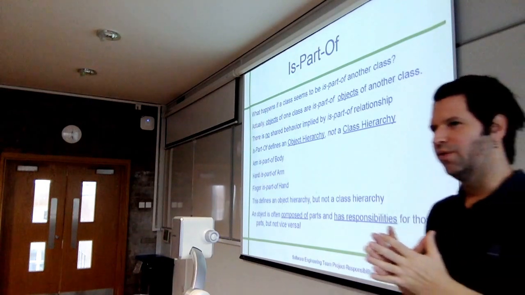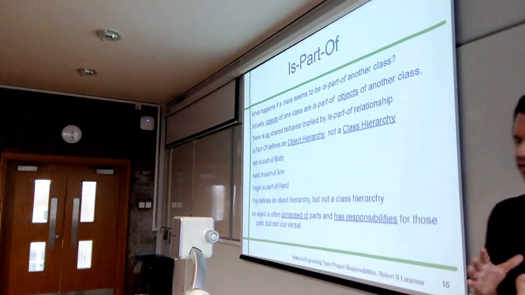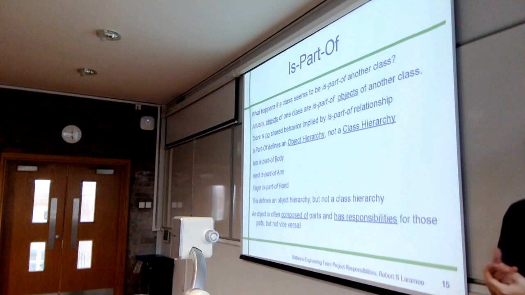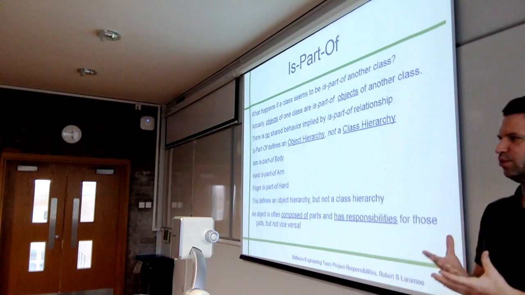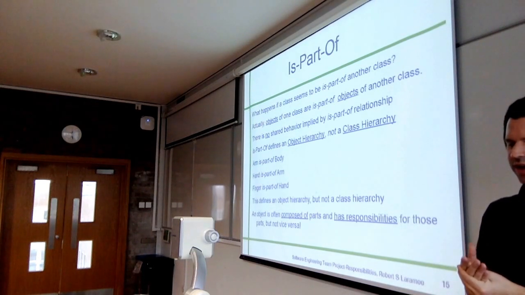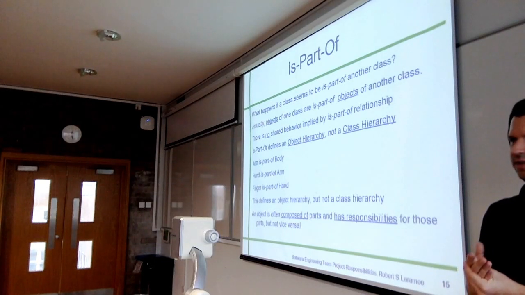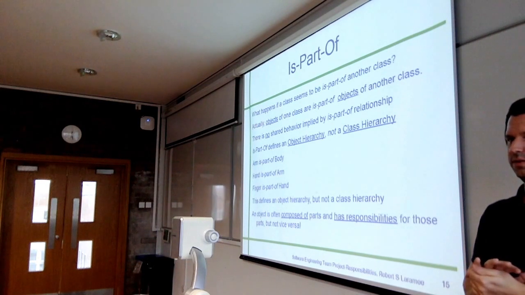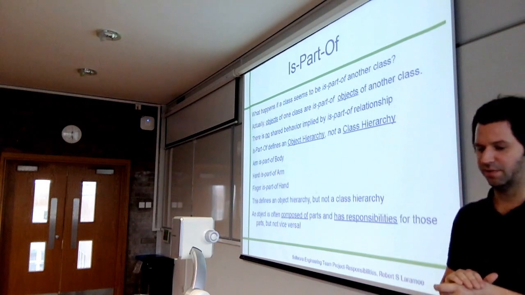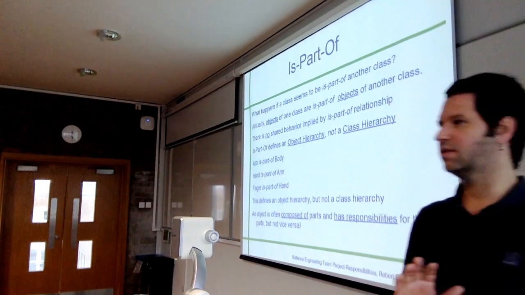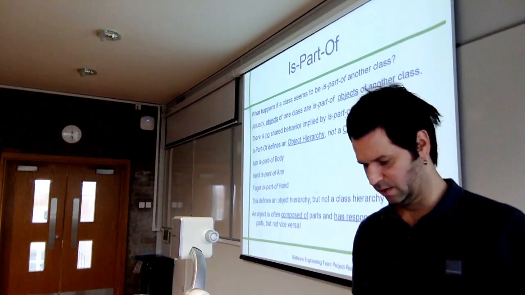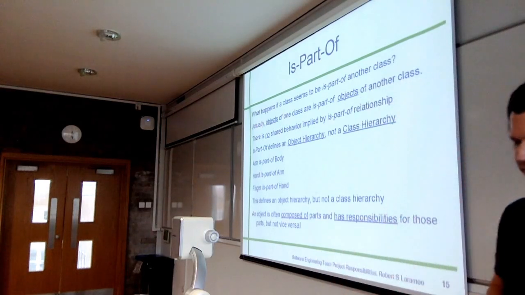And how do you know if something is correct or incorrect? The natural language will tell you. If I say, my arm is a kind of body, that sentence doesn't make any sense. It's wrong. If I say my arm is a part of my body, that sentence makes sense, right? And hand is a part of arm, and so on.